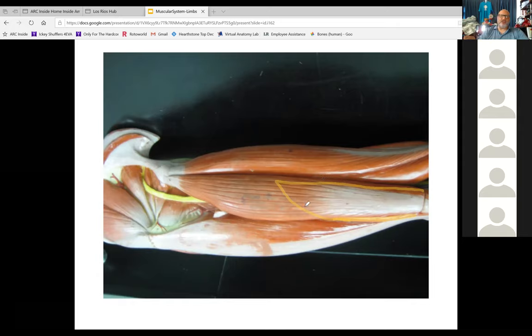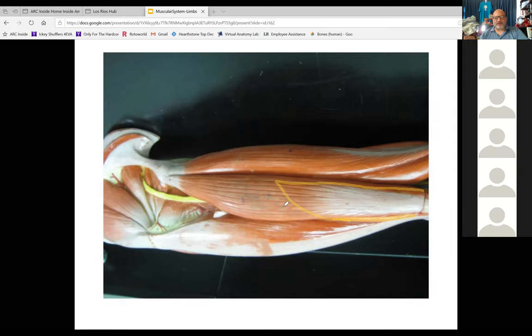What I will try to do is find a good picture for this and post it for you on our Canvas site that shows that short head of the biceps femoris under a deep view. So I'll see if I can find a decent picture of that and share that with you after class today. As soon as I get it up, I'll post it and we'll go over it again tomorrow.